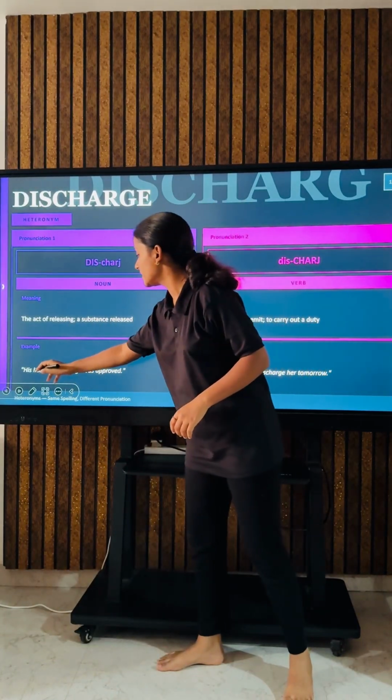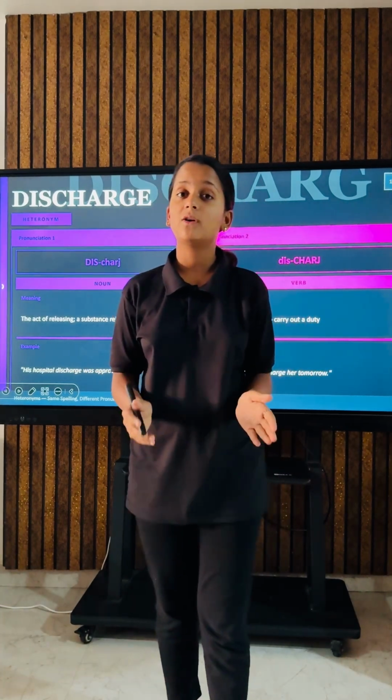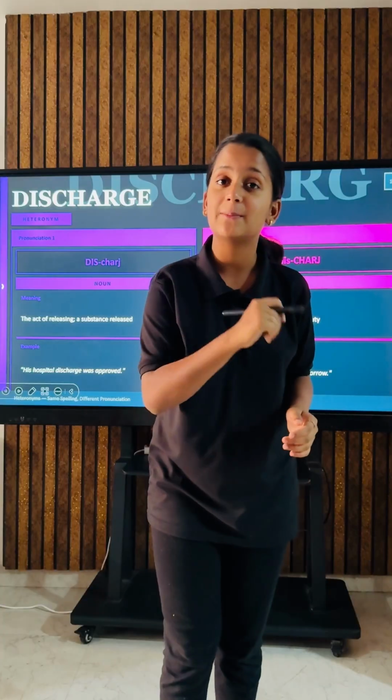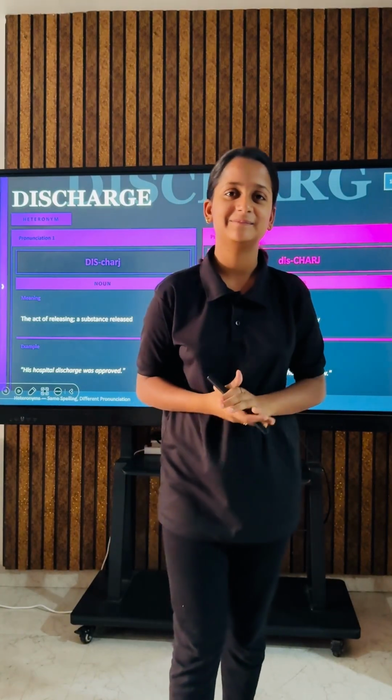Okay. Here it is written, his hospital discharge was approved. These are the meanings of discharge. Different meaning, different pronunciation and same spelling.